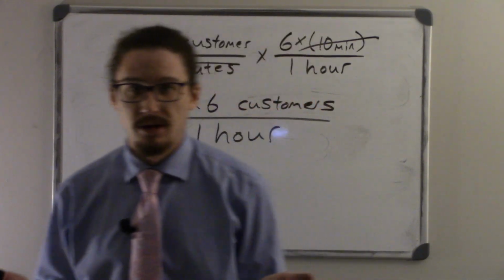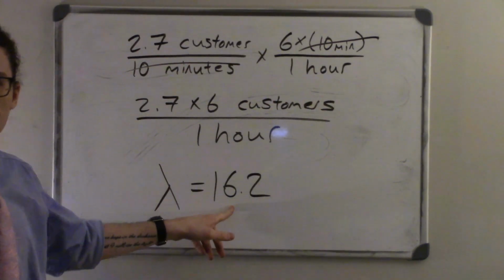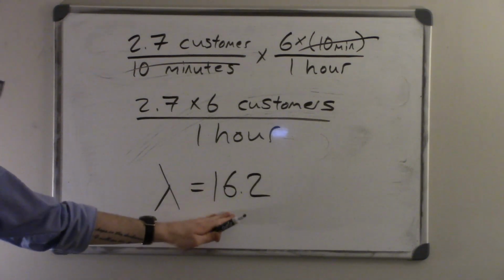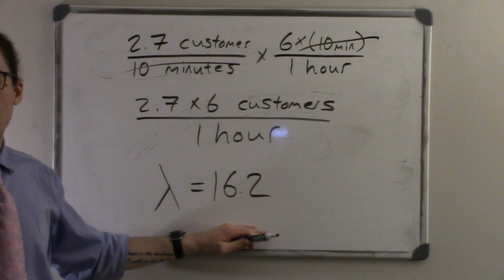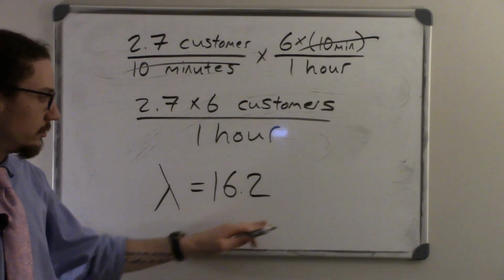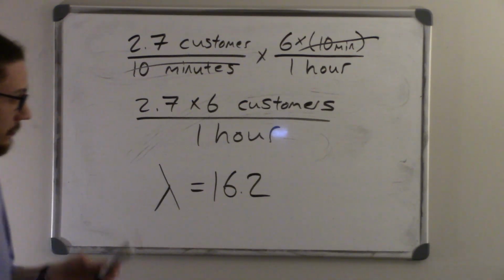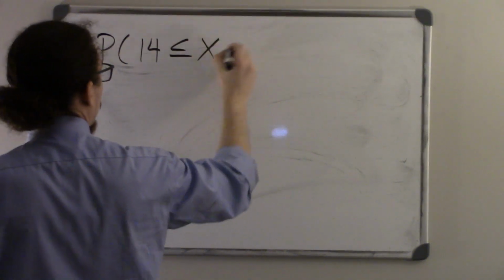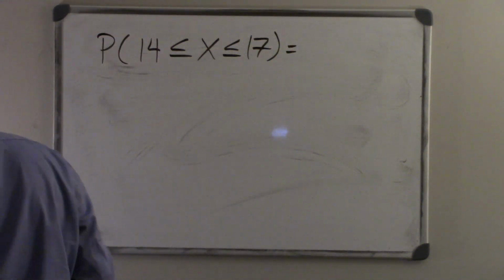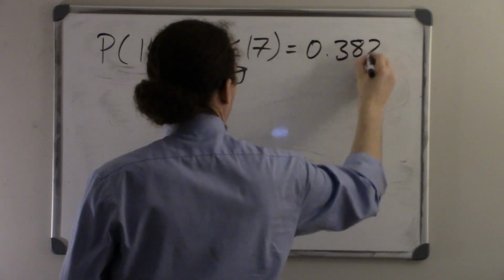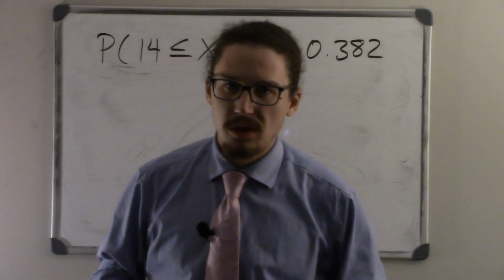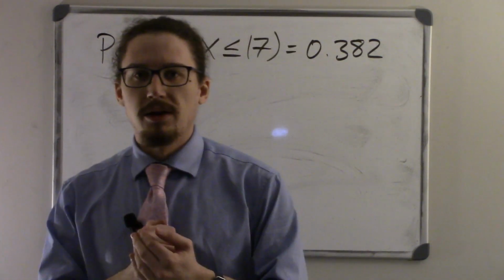Once we've gotten that, the rest is done just like any of the other ones we've done. You set it up the exact same way, except instead of 2.7, it'll be 16.2, and then it'll be from 14 to 17. The big thing I wanted us to get out of this is that you have to change your lambda when you change your interval of time. We're not going to actually finish this problem. However, I will say that the probability that 14 is less than or equal to x, which is less than or equal to 17, is 0.382. So you can try to work that out and see if you're right.